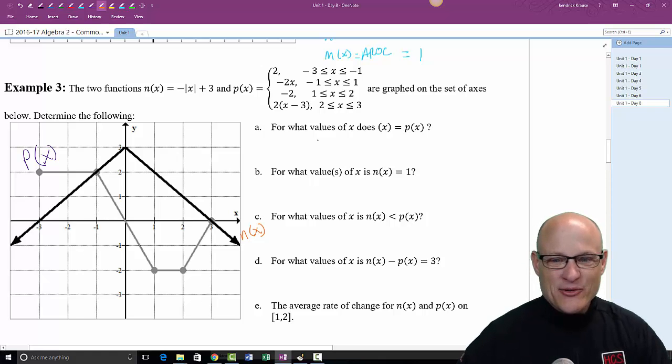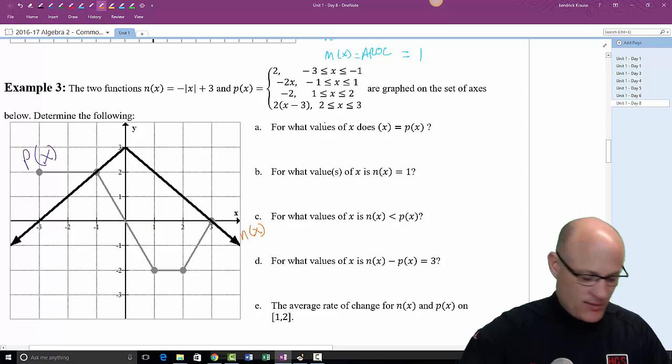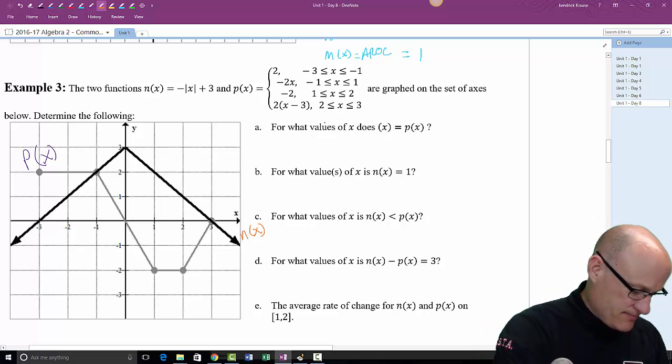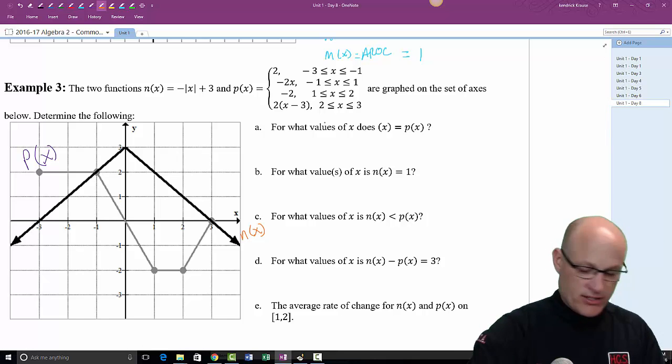All right, so let's see what we got. For what values of x does, got a mistake here. I got to fix this before you guys see it. So hopefully when you see it, you'll see that I don't have a mistake there. Got to put that on my sheet to fix.